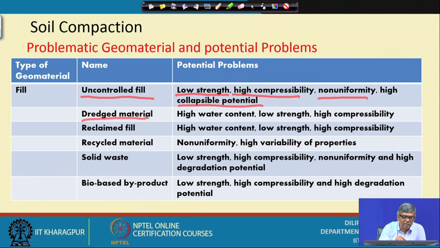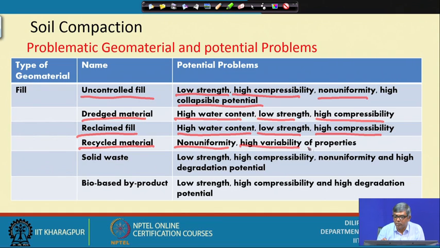Dredged material comes in chunks, and if it is used as fill, it will have high water content, low strength, and high compressibility. Then reclaimed fill: high water content, again low strength, high compressibility. Then recycled material: non-uniformity and high variability of properties. If it is solid waste, it will have low strength, high compressibility, non-uniformity, and high degradation potential. And bio-based byproducts: again low strength, high compressibility, and high degradation potential.